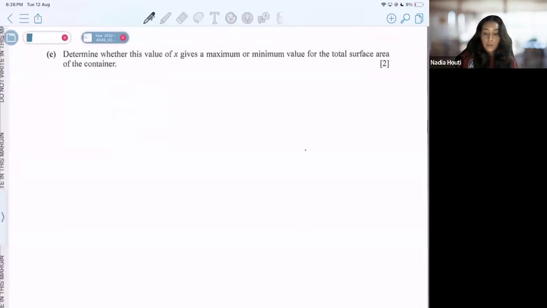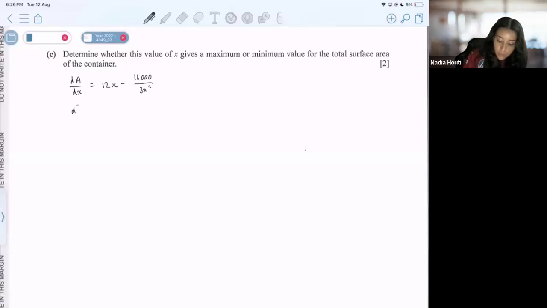Okay, part C, determine whether this value of x gives a maximum or minimum value for the total surface area of the container. Okay, so recall when, after you've used your dy dx to get the stationary point, to determine the nature of the stationary point, you use d2y dx squared. So in this context, you have to differentiate your dA dx one more time with respect to x. Okay, so recall that your dA dx was 12x minus 16,000 over 3x squared.